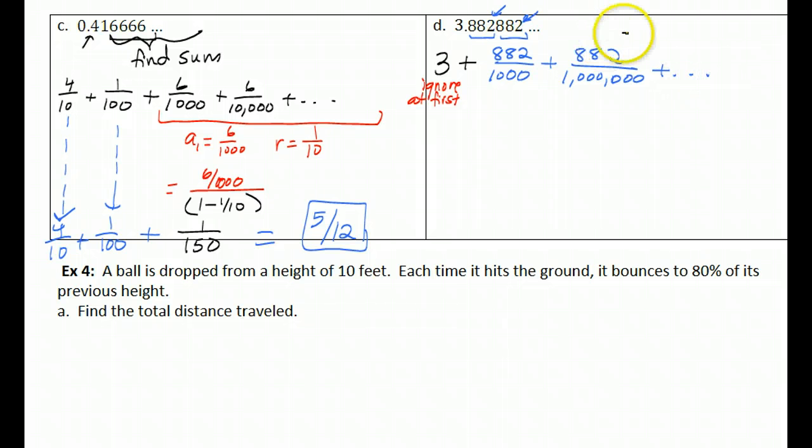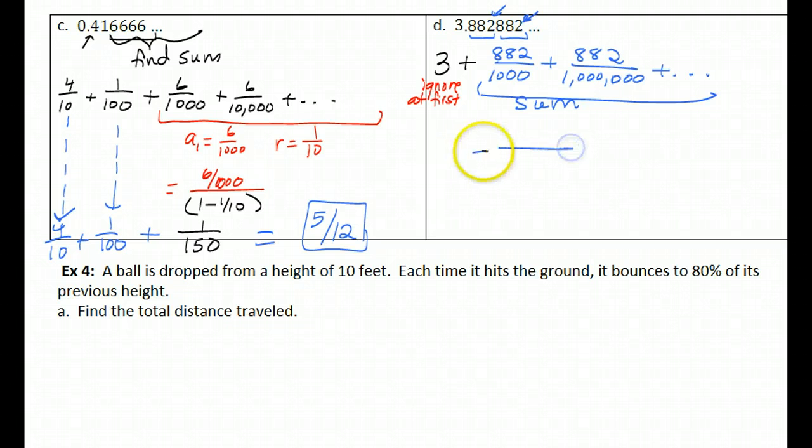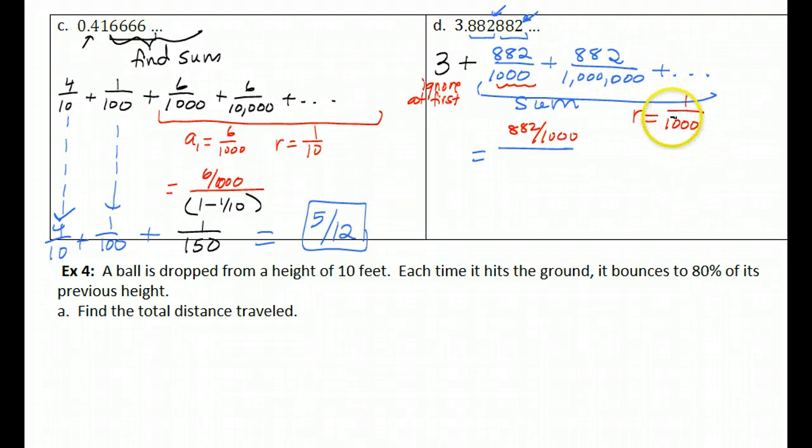And now, kind of like we did for example C, I'm just going to find the sum of this repeating part. And term 1 would be the first part of this repeating part I'm trying to use. And then look at this. On the bottom, it's increasing by 3 zeros. So r is 1 over 1,000. 3 zeros. So 1 minus 1/1,000th.